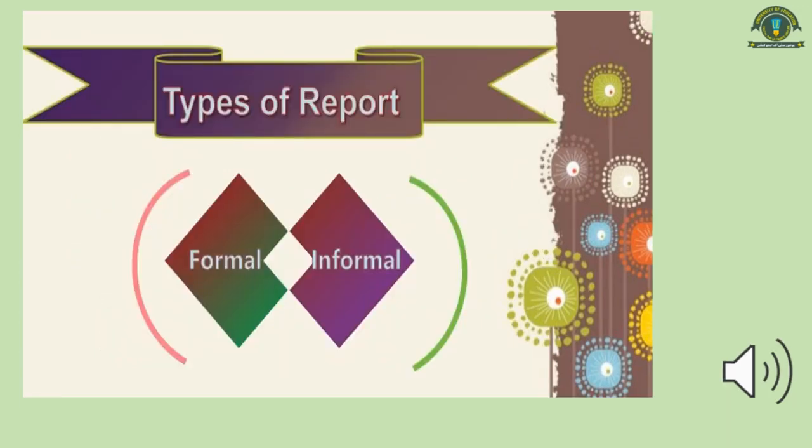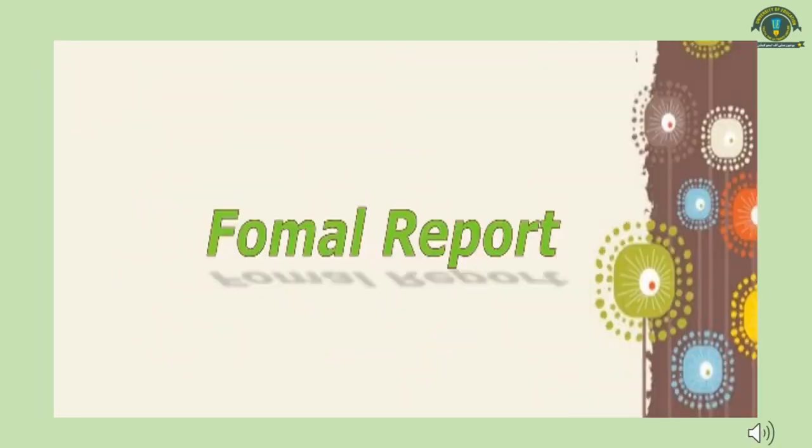Students, our today's second topic of discussion is types of report. There are two main categorizations of reports, or types. First is formal and the second one is informal report. Further, we will discuss both these reports in detail. The first form of report is formal report. Let's have a look at this report in detail.